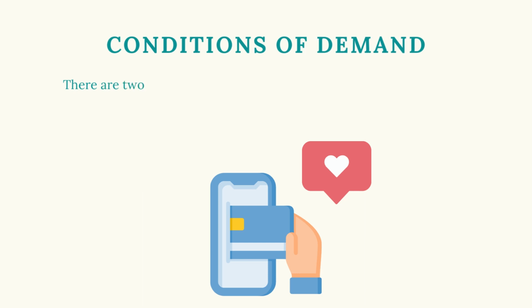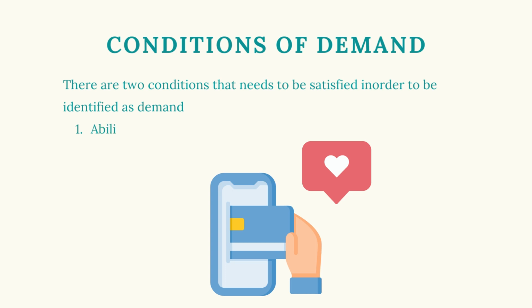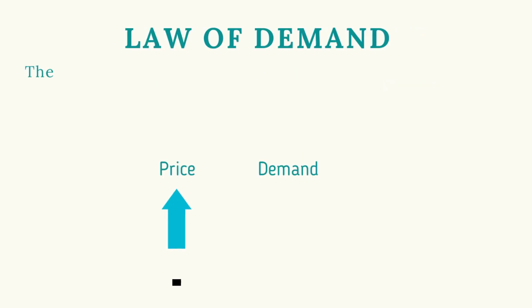In order to be considered as demand, 2 conditions need to be satisfied. Ability backed by the income and likeness to buy the product. For example, if you like to buy a shoe and do not have the money to buy the shoe, it would not be considered as demand. The same applies if you have the money and do not like the product.